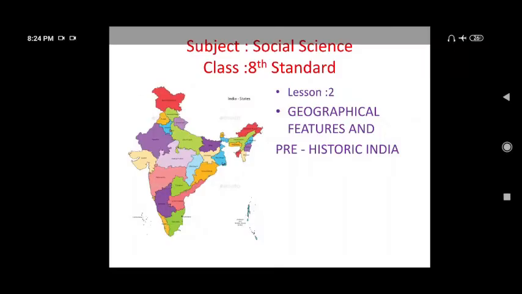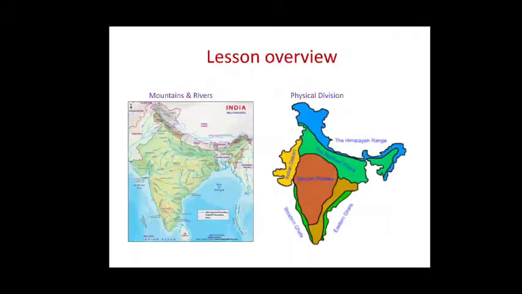Children, today's lesson is History, second lesson: Geographical features and Prehistoric India. In this lesson, the teaching points are: physical division, where did the prehistoric man live, knowledge of fire, drawings found in caves, and the changing environment. The prehistoric age can also be divided into three types: old stone age, middle stone age, and new stone age. The old stone age can also be divided into three types: early old stone age, middle old stone age, and late old stone age. So these are the most important teaching points in this lesson.